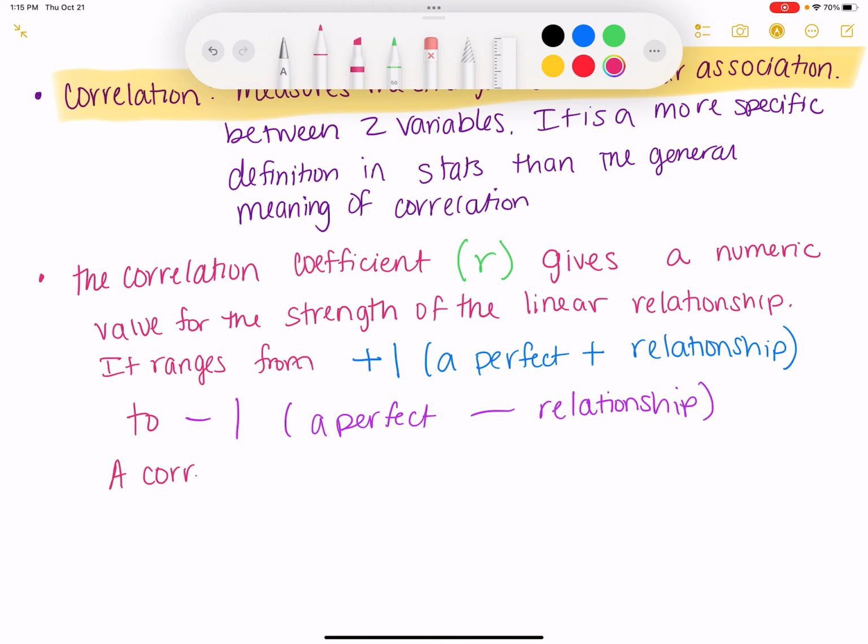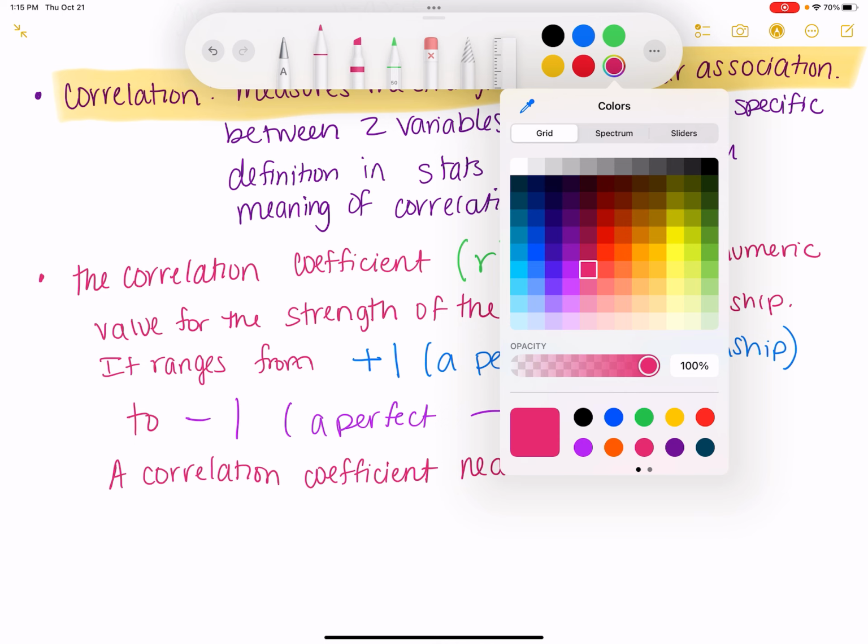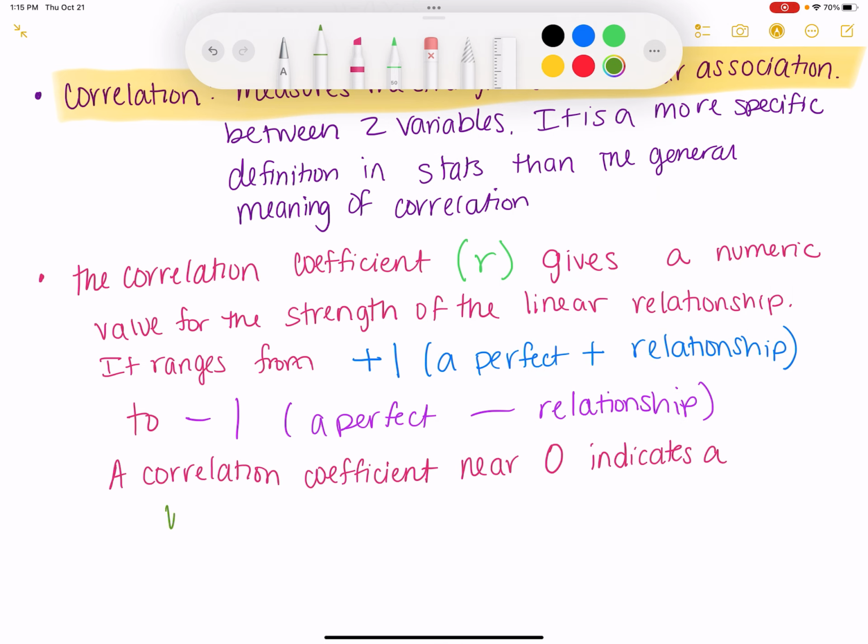A correlation coefficient near 0 indicates a weak or no evidence of a linear association. I've never seen that color before. I have to try to find a darker green. The lime green is a little bit difficult to see.